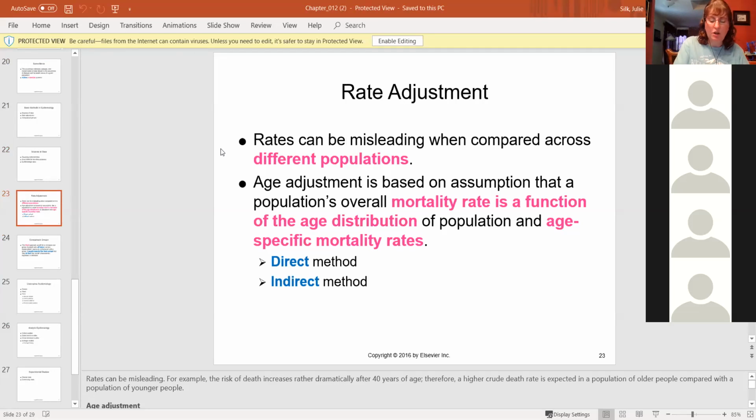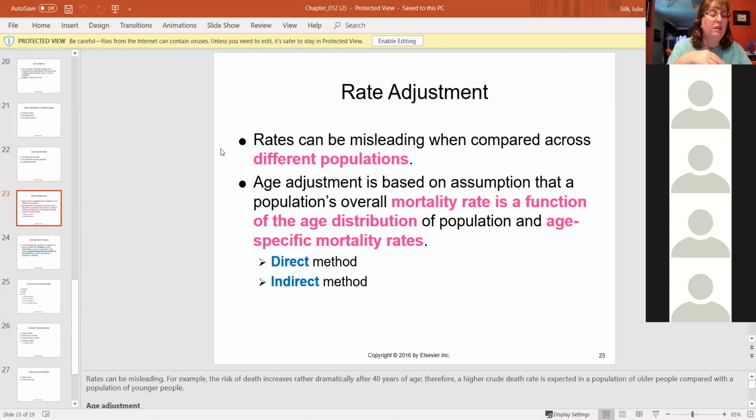All right, and then when we talk about rate adjustment, rates can be misleading. For example, the risk of death increases rather dramatically after 40 years of age. Therefore, a higher crude death rate is expected in a population of older people compared with a population of younger people. So there's age adjustments that you might do. There's a direct method and an indirect method.